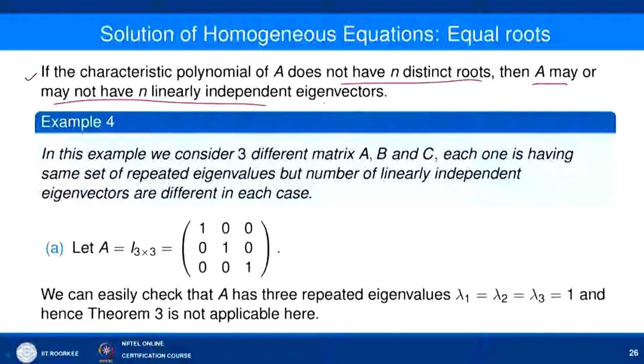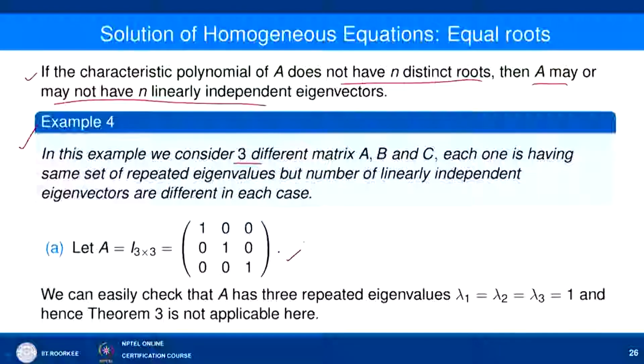We can understand that from the following example. In this example we consider 3 different matrices, say A, B and C. Each one has the same set of eigenvalues, of course repeated eigenvalues, but the number of linearly independent eigenvectors is different in each case. With this example we try to see that when we have repeated eigenvalues, there is no guarantee at all whether it has n linearly independent eigenvectors or not. So, let us consider the following example.